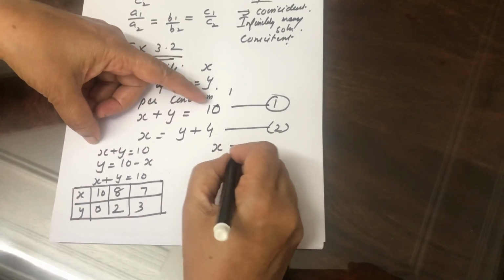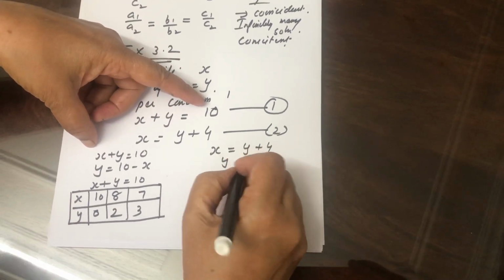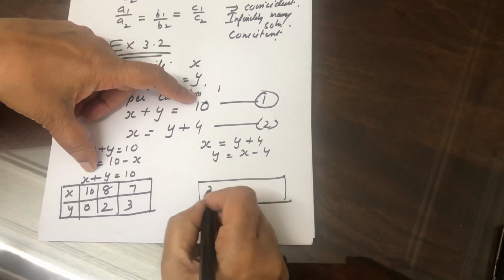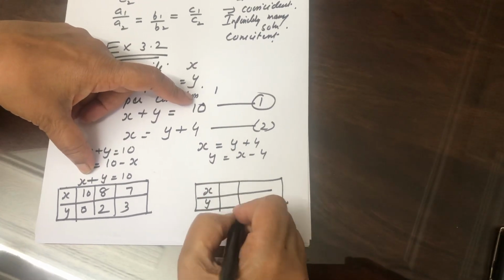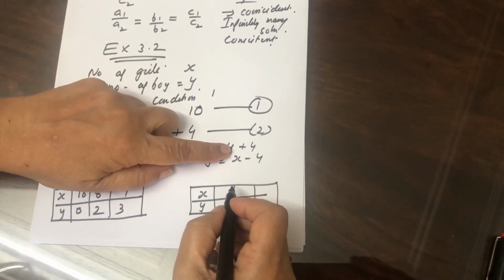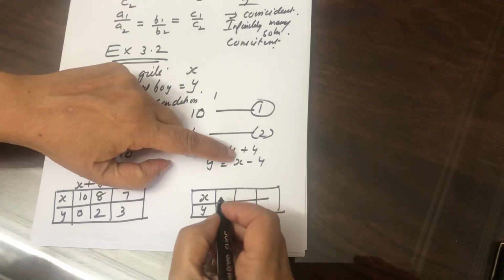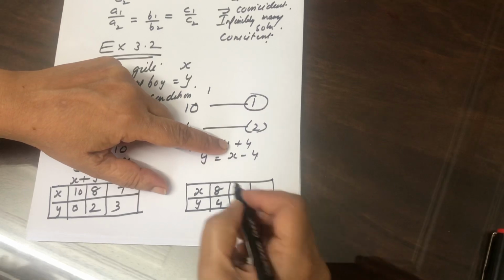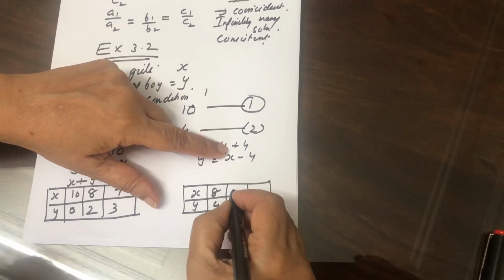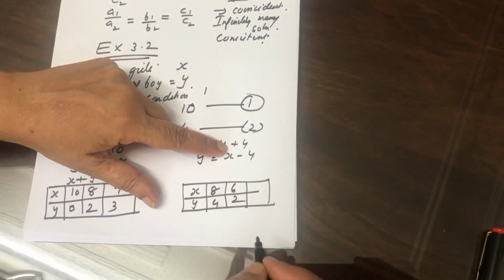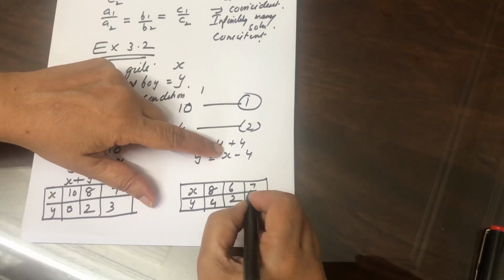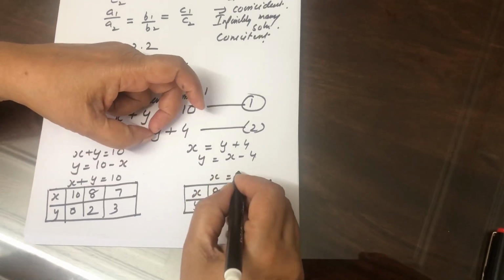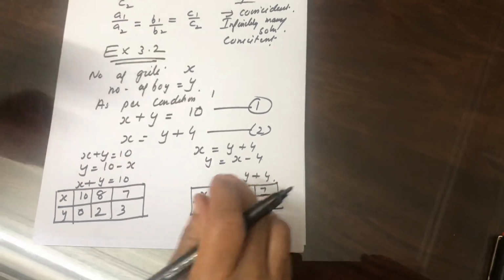Next one is x is equal to y plus 4. Y is equal to x minus 4. X, y. Here, x I am taking as 8. 8 minus 4 is 4. X I can take as 6. 6 minus 4 is 2. X I am taking as 7. 7 minus 4 is 3. So this is x is equal to y plus 4.